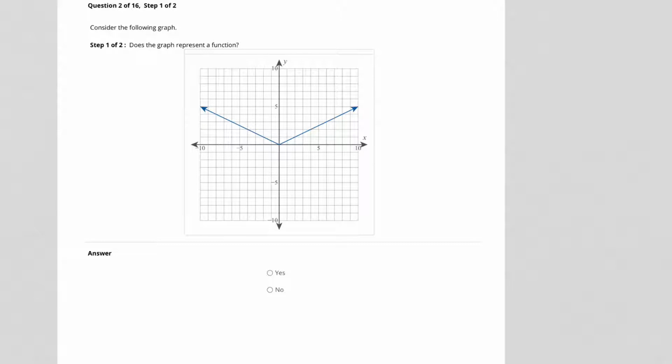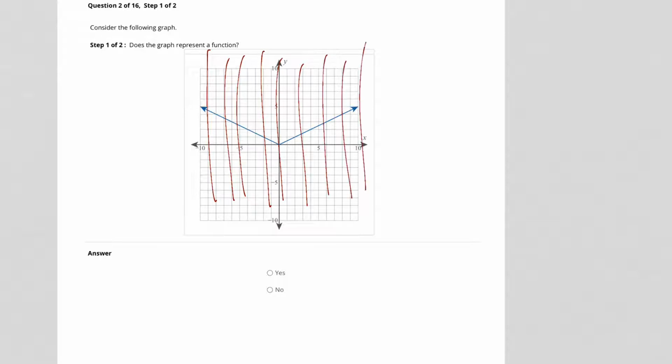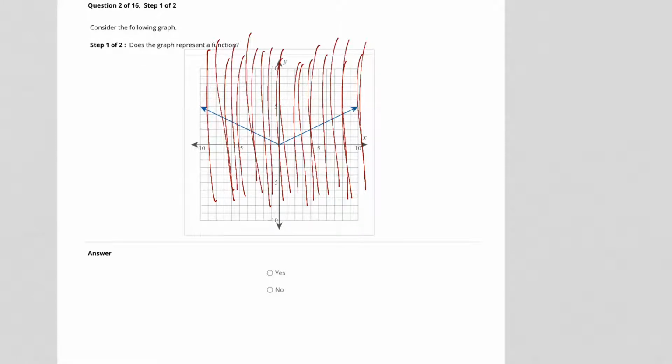Next example, consider the following graph. Step 1 of 2. Does the graph represent a function? Here we have a V-shaped graph that opens up. I'm just going to come in here, do what I did in the last graph. Just draw some random vertical lines. If I have a pencil, that's really what I'm usually doing, or a ruler, but I'm demonstrating this for you all. And I notice that none of those lines touch the graph in more than one spot. So yes, this is a function.